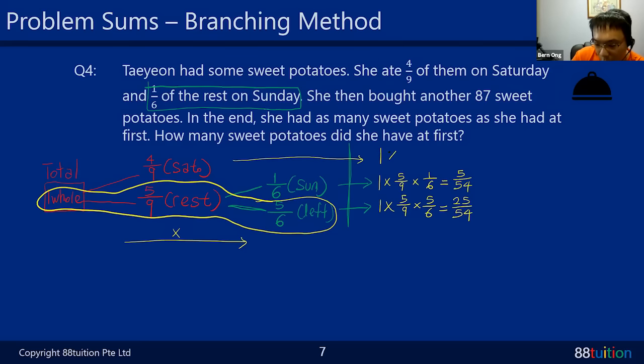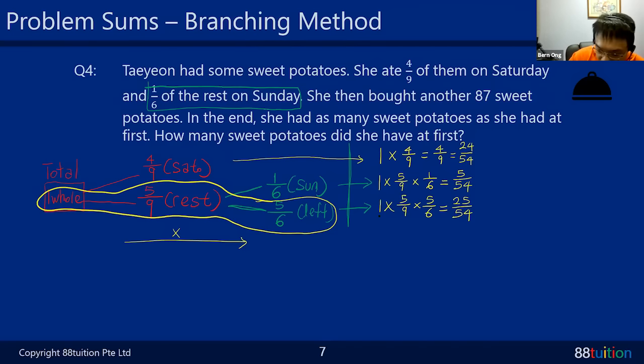And this portion here, Saturday, work out 1 times 4/9, which is 4/9. But it is very hard to compare: the denominator is 9, the other one is 54. So you purposely bring the denominator up to 54. 9 times 6 is 54, right? So times 6, 4 times 6 is 24.